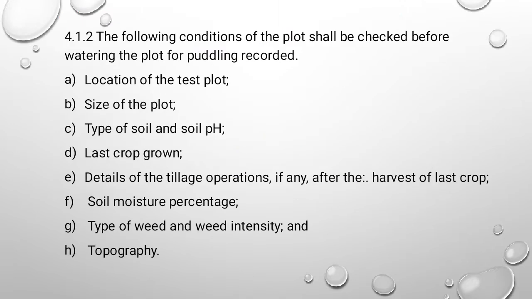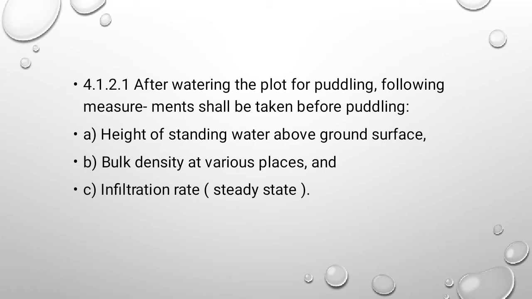Now, the following conditions of the plot shall be checked and recorded before watering the plot for puddling: the location of the test plot, size of the plot, type of soil, soil pH, last crop grown, details of the tillage operation after the harvest of the last crop, soil moisture percentage, type of weed, weed intensity, and topography of the field. And after watering of the plot for puddling, the following measurements shall be taken before puddling: height of standing water above the ground surface, bulk density at various places, and infiltration rate.